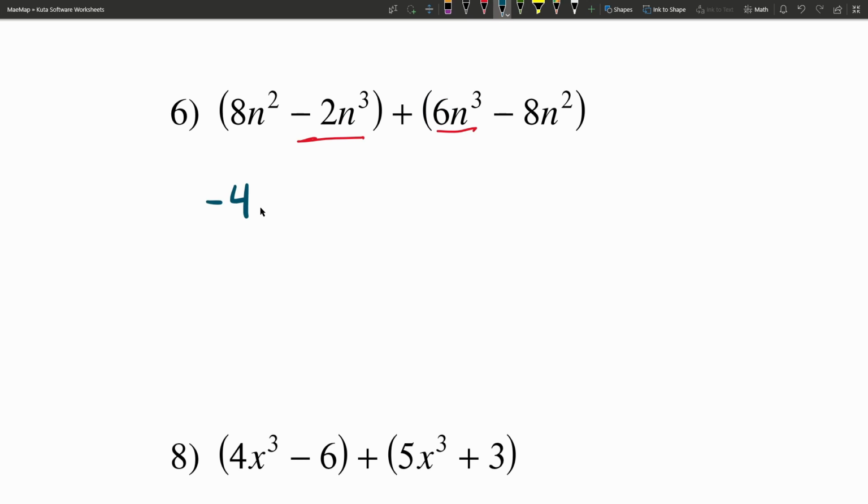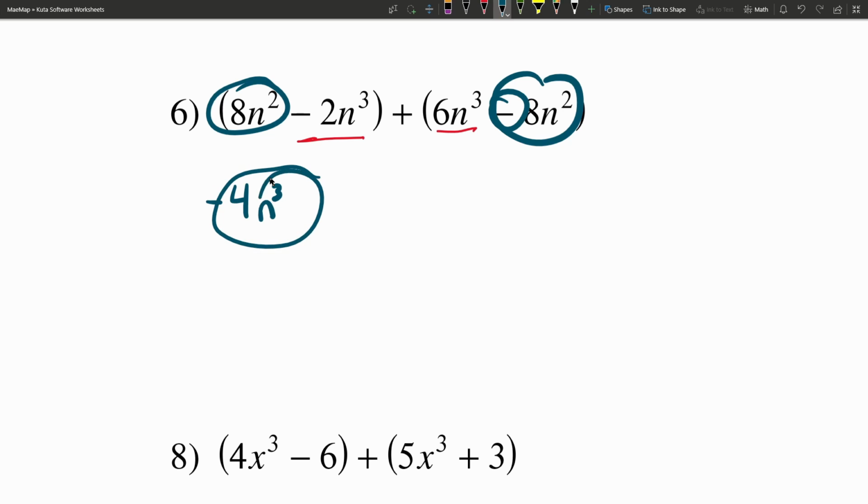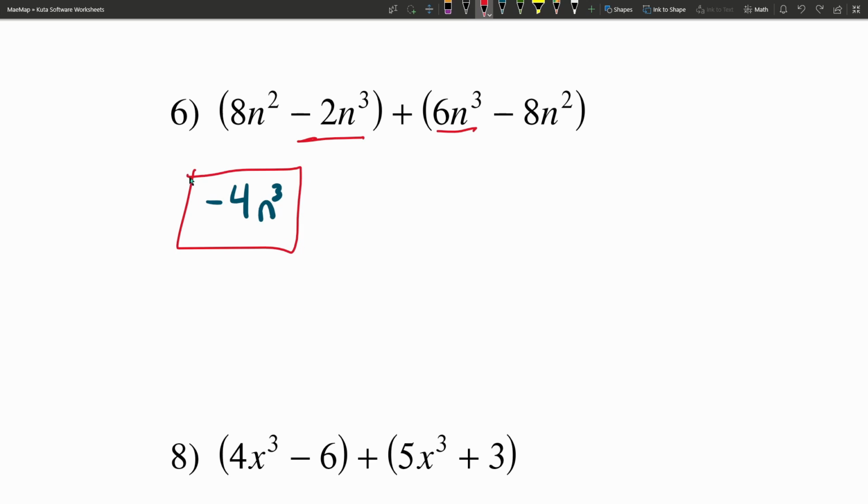So I have a negative 4n cubed, and that's going to get added to, or maybe subtracted. Let's see. We have an 8n squared, and we're subtracting an 8n squared. So 8n squared minus 8n squared, well, that's going to be 0n squared, which 0 times any number is 0. So adding or subtracting 0 from negative 4n cubed doesn't change that value. So this is just negative 4n cubed for number 6. And again, that's because my 8n squareds canceled each other out. They were additive inverses. They equaled 0.